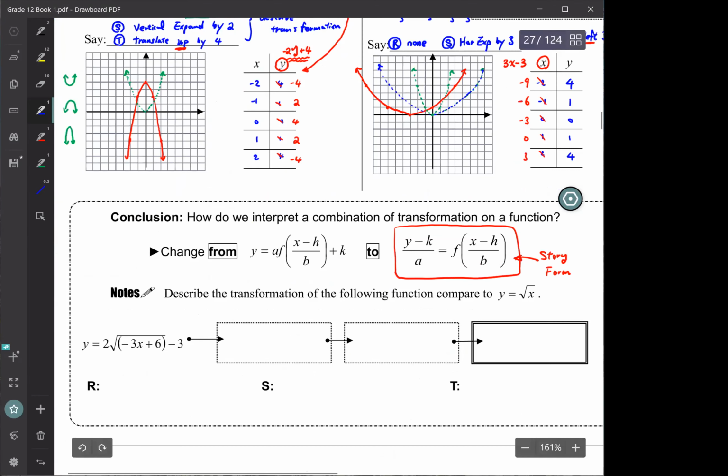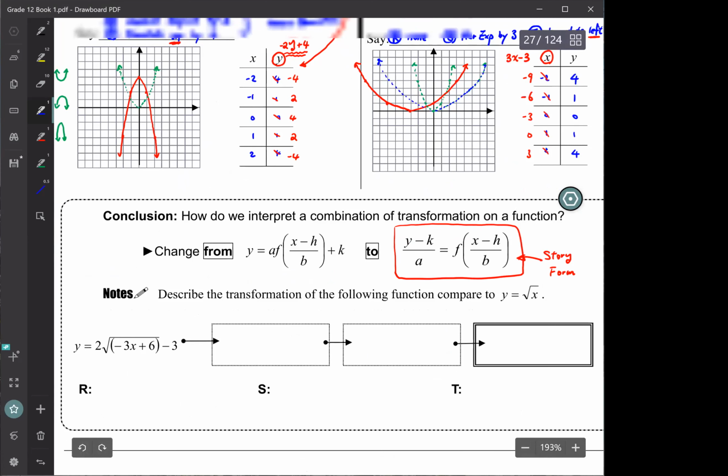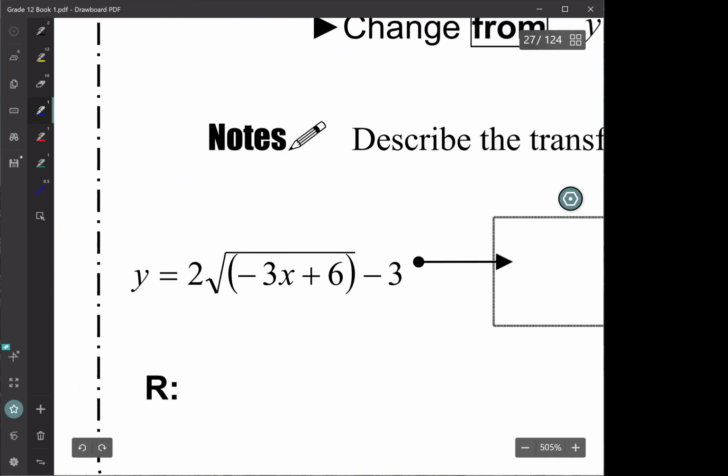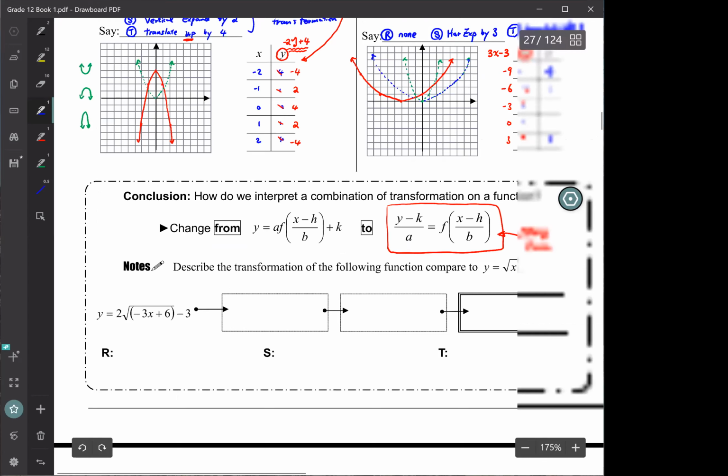Okay, so here will be the hardest question you can ever see. Okay, because it has everything, has reflection, and then has stretching, and then translation as well, right? So if you can understand this one, right, the one over here, then you should have no problem with this chapter, okay? So, but we'll break it down slowly, okay? How to change it to story form.